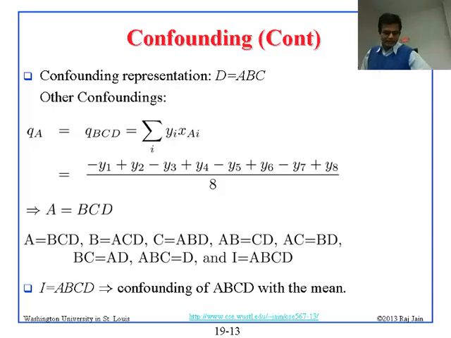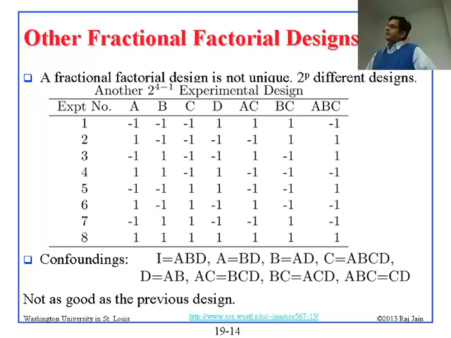Alright? So this is the whole set, and it turns out that you can get the whole set from here. How? Well, before I get there, just to verify, you can verify that I is equal to ABD. Take A, B, and D. Multiply those, you will get I in column 1. It's not shown here. A equal to BD: you take B, which is minus 1, and D is plus 1. Multiply those, you get A. A equal to BD, and so on and so forth. This is actually another design, not the previous design. Its confoundings are written here. And this is not as good as the previous design. The previous design was this one.